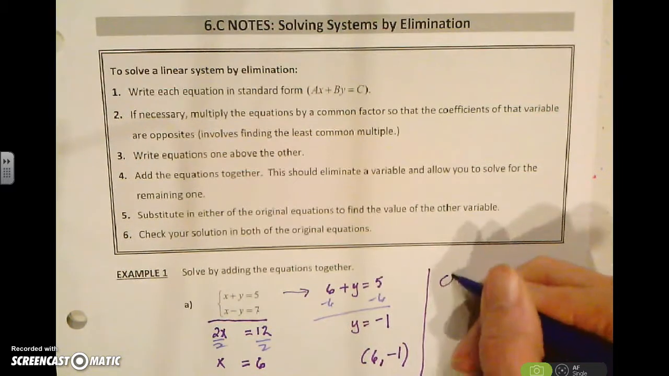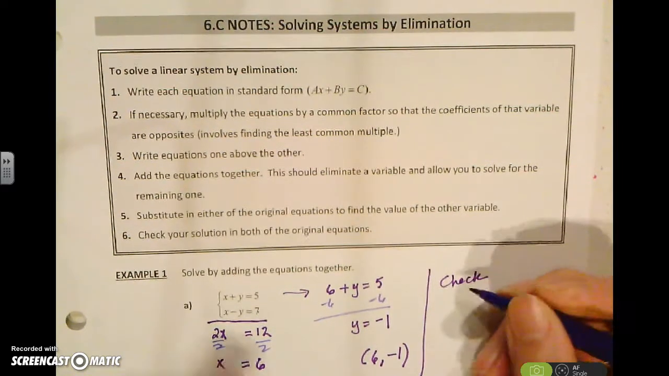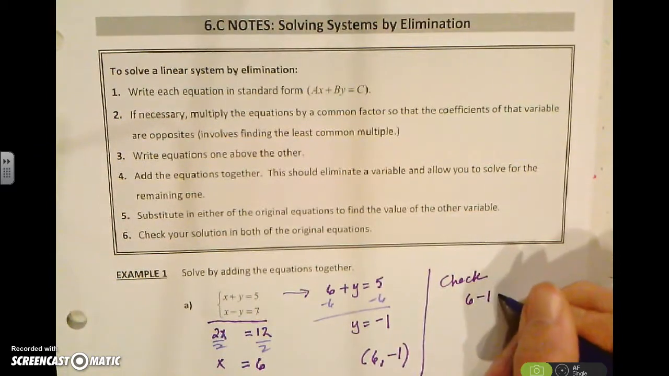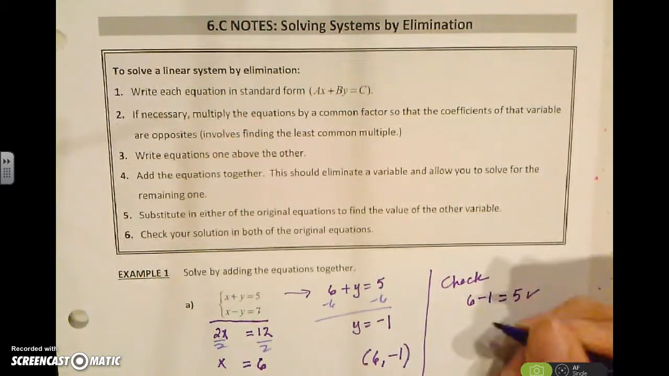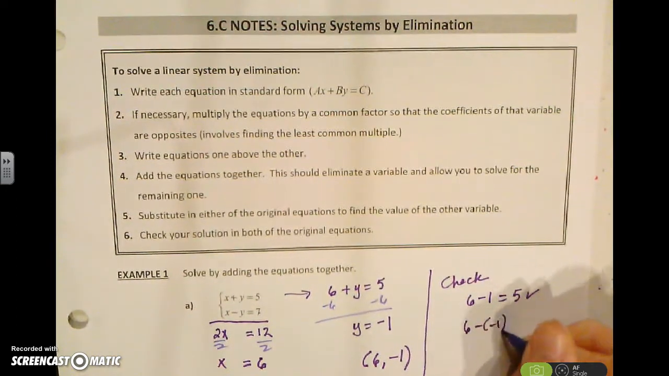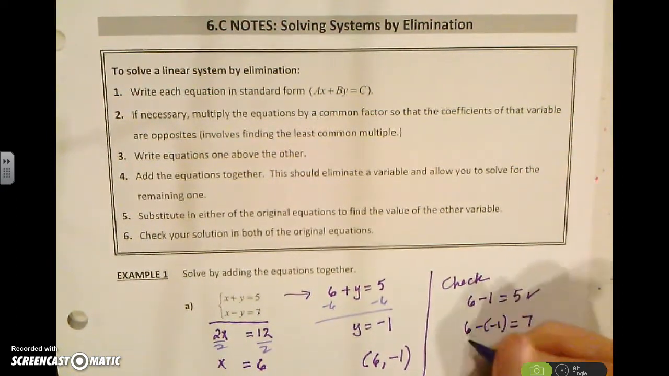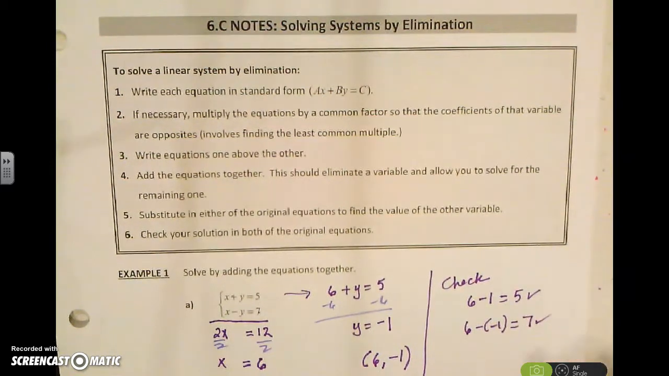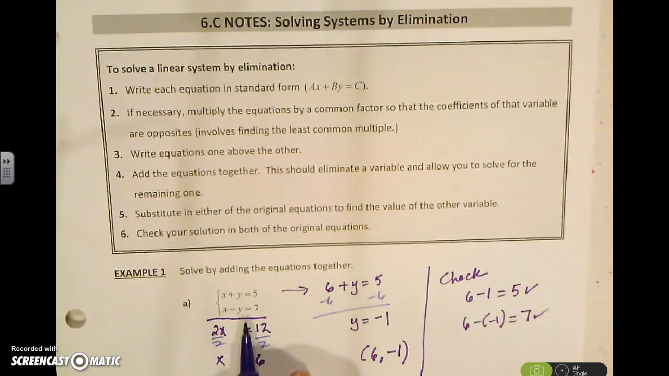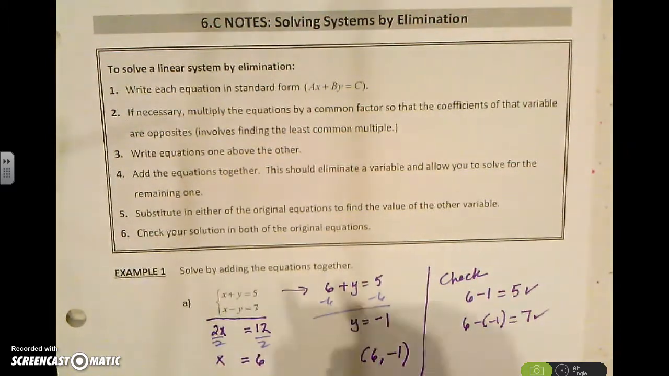So remember, the nice thing about these is that you can check them. So into my first one, I'll have 6 minus 1 is equal to 5, and that checks. And into the second one, I've got 6 minus a negative 1 is equal to 7. So 6 plus 1 is 7, and that checks. So this is like the simplest of the simple elimination problems. I didn't have to do anything. I just added, eliminated, and solved.